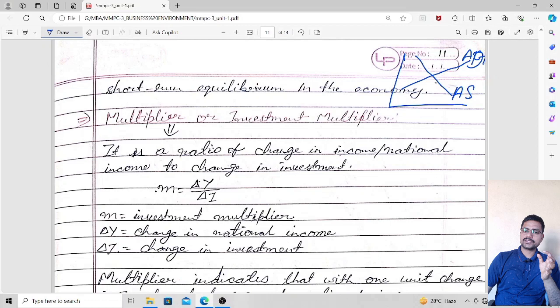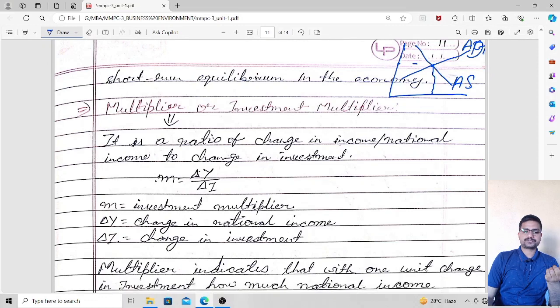So the point where these two intersect will decide the equilibrium in the short run. Next here, multiplier or investment multiplier.